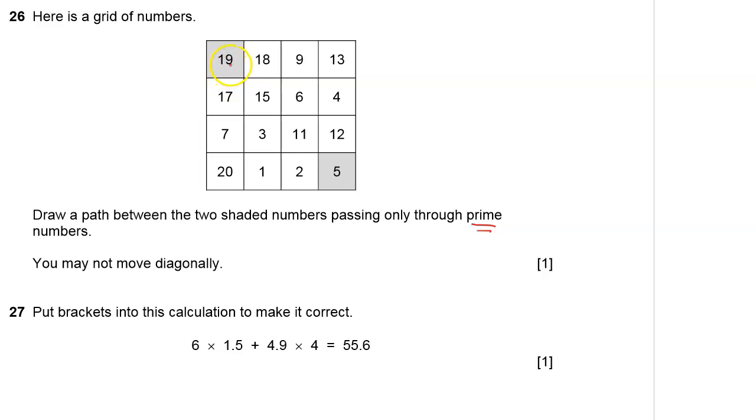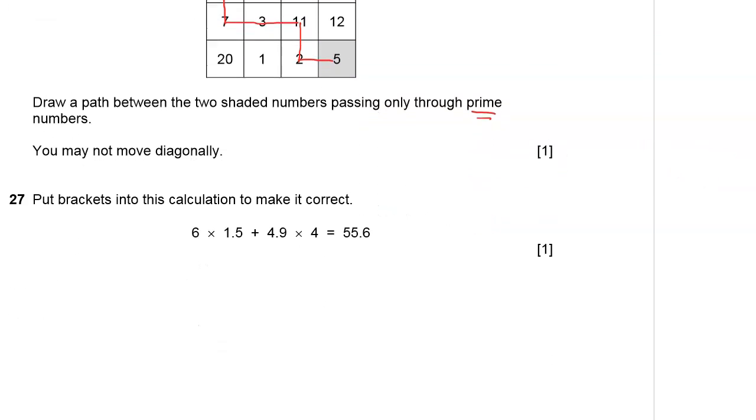So we go through 17 and 7. Those are prime numbers. 20 is not a prime number. We go through 3, 11 is a prime number. 12 is not a prime number. 2 is a prime number. So we go through 2 and I end up in 5. So that is the line.